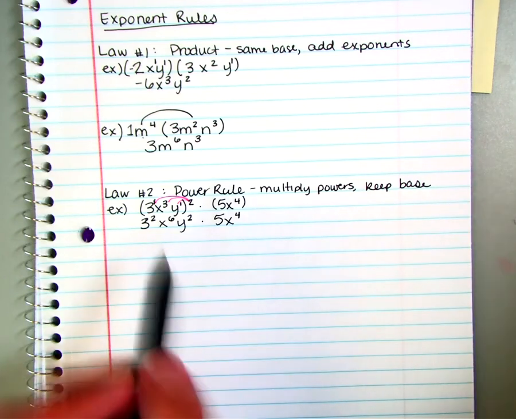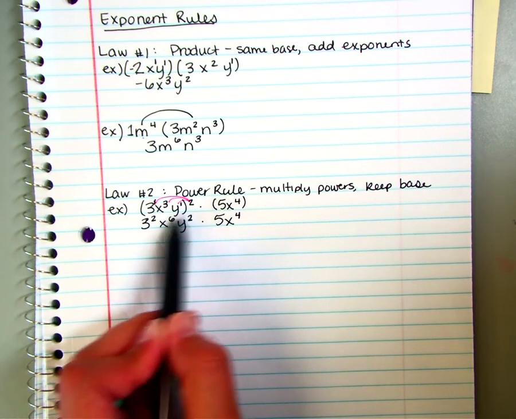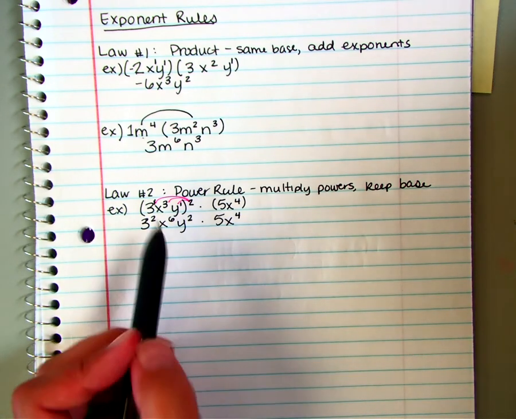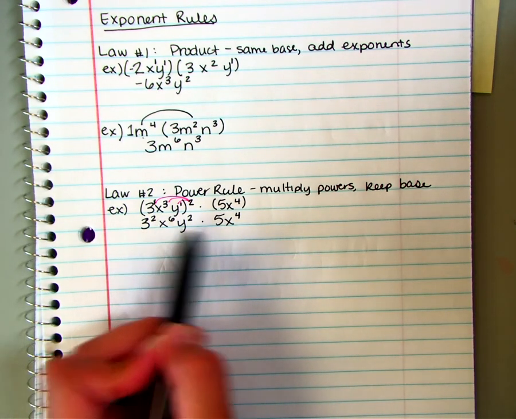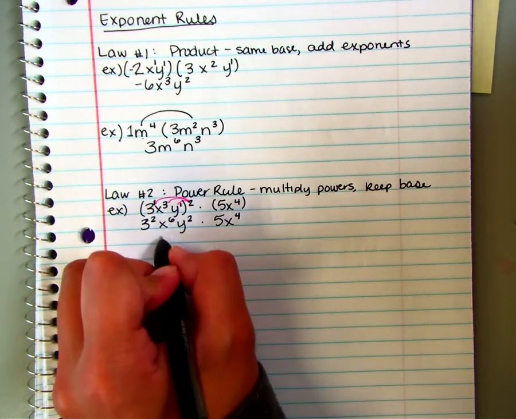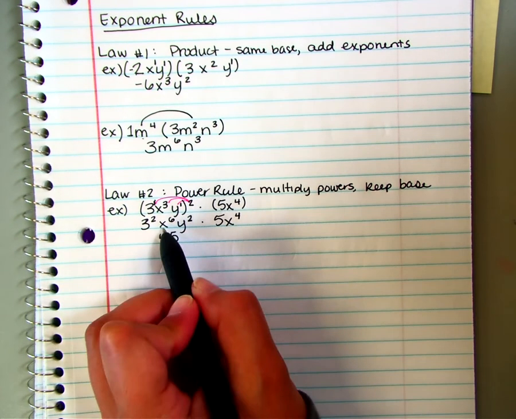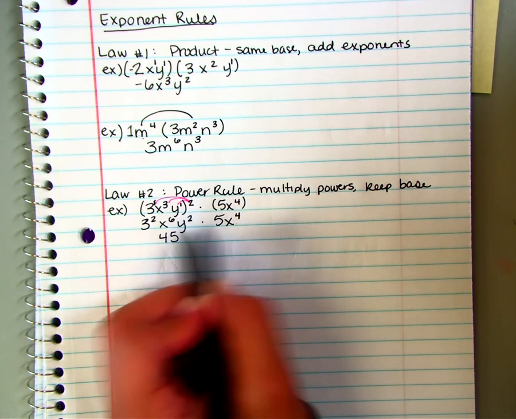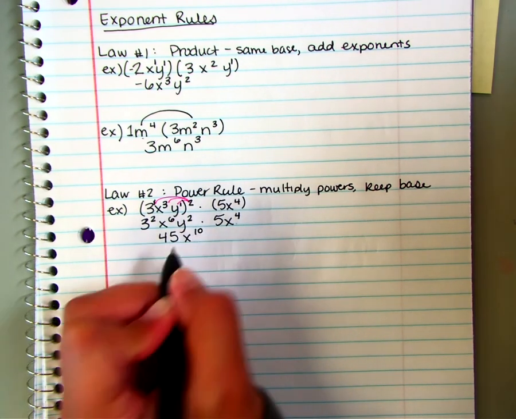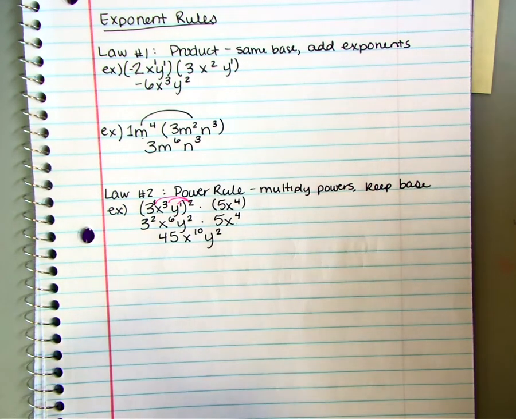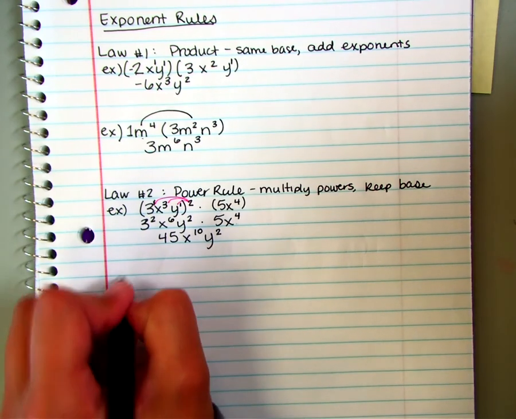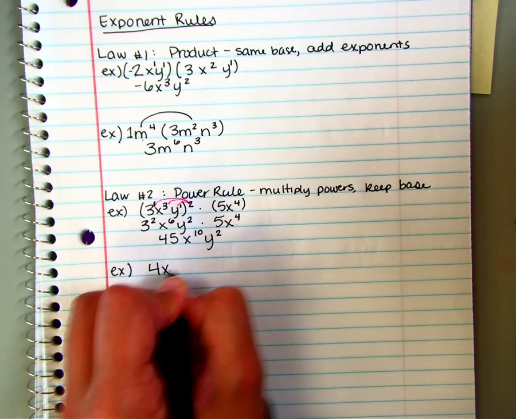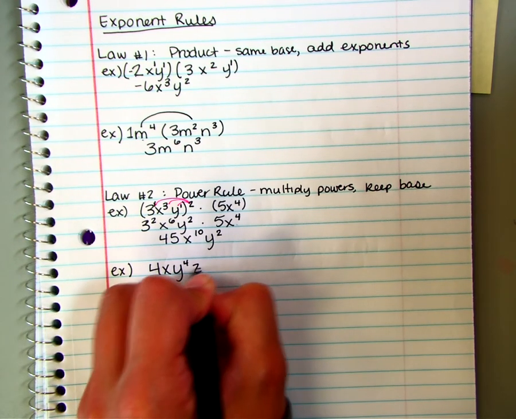So your power rule is really just enforcing this first term, and then we use the product rule for the rest to simplify. So the only thing that they have in common is this 3 squared times 5, so that's 9 times 5, which is 45, and this base x. So base x to the 6th times base x to the 4th, same base, add exponents, x to the 10th, y squared.